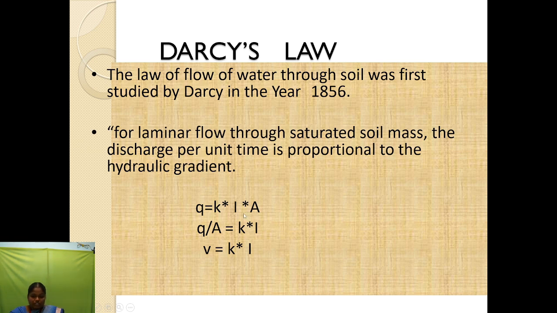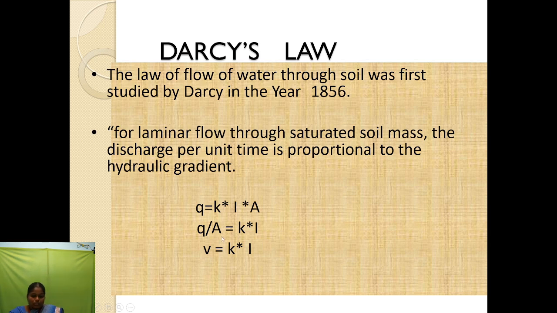VA. We already know the rate of flow is given the symbol Q. So Q equals VA, so V equals Q by A. So Q equals KiA. With Q equals KiA, permeability can be calculated.